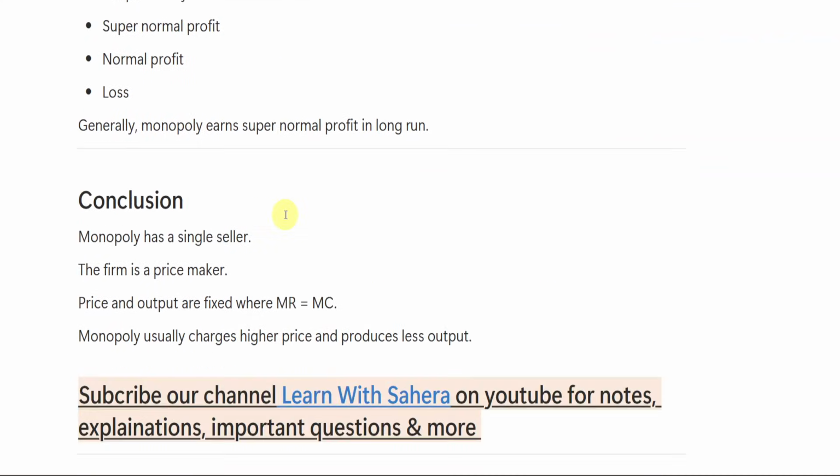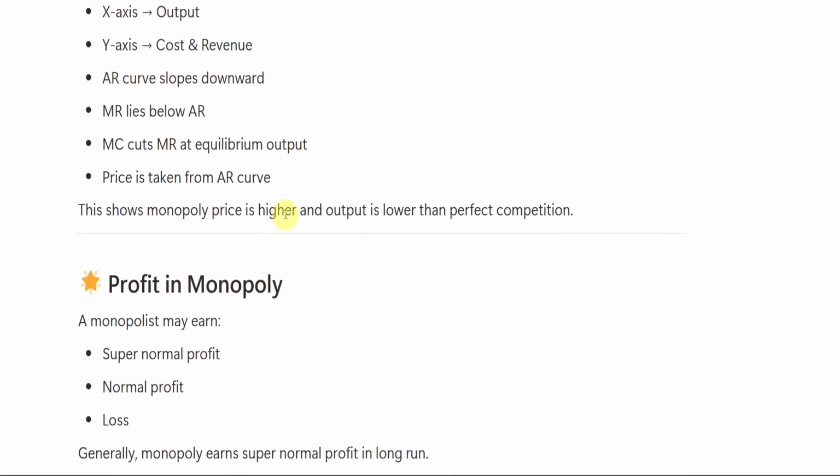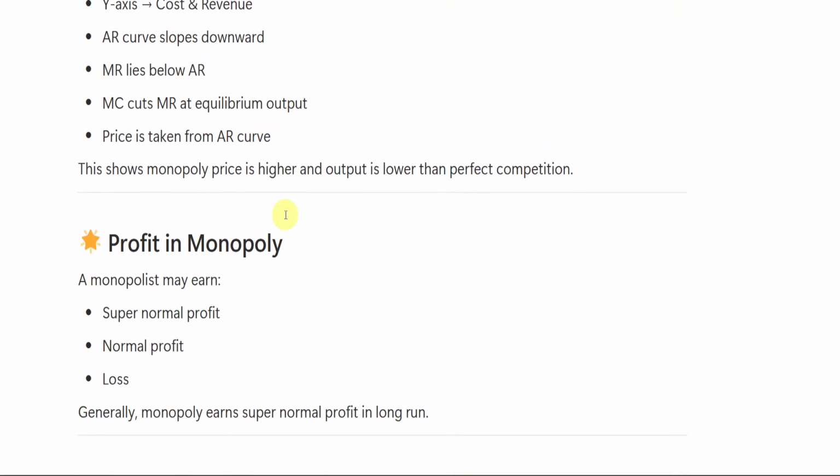Here it is not given, but let me explain. Supernormal profit will be there if AR is greater than AC: the firm will earn extra profit. Normal profit means AR equals AC: it will earn a normal return. Loss means AR is less than AC: the firm will suffer loss. So yes, in the long run, monopoly can earn supernormal profit because no new firms can enter.